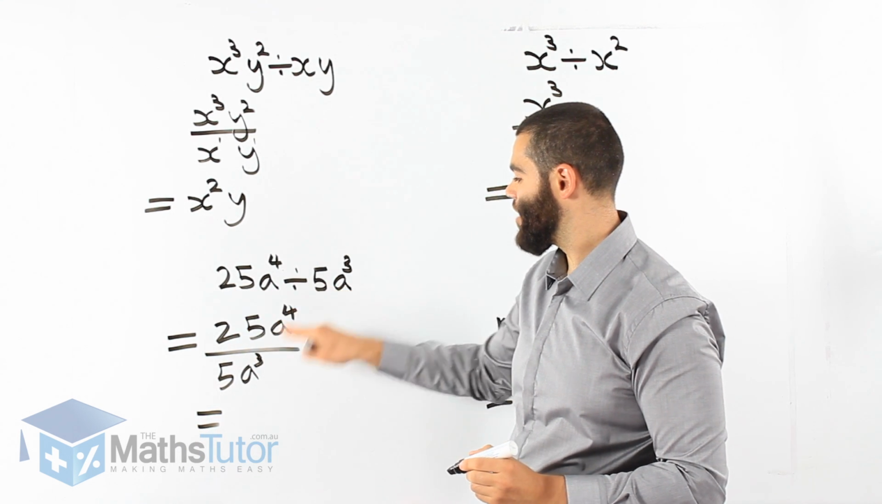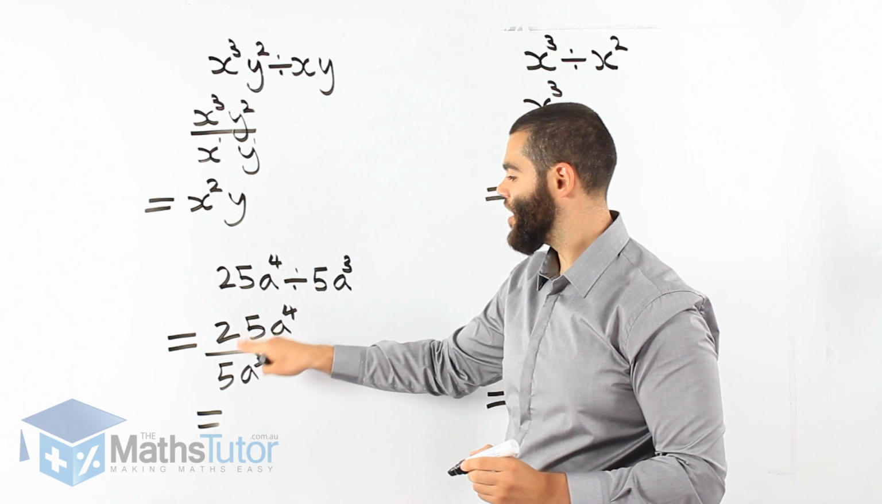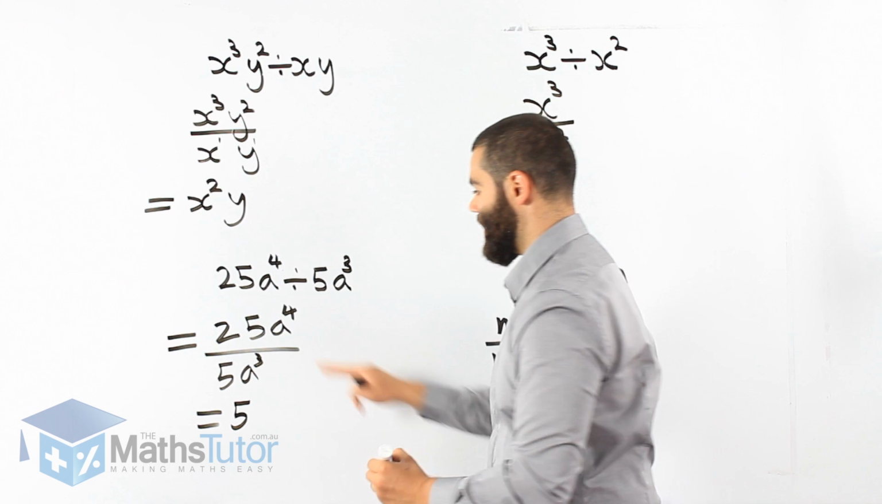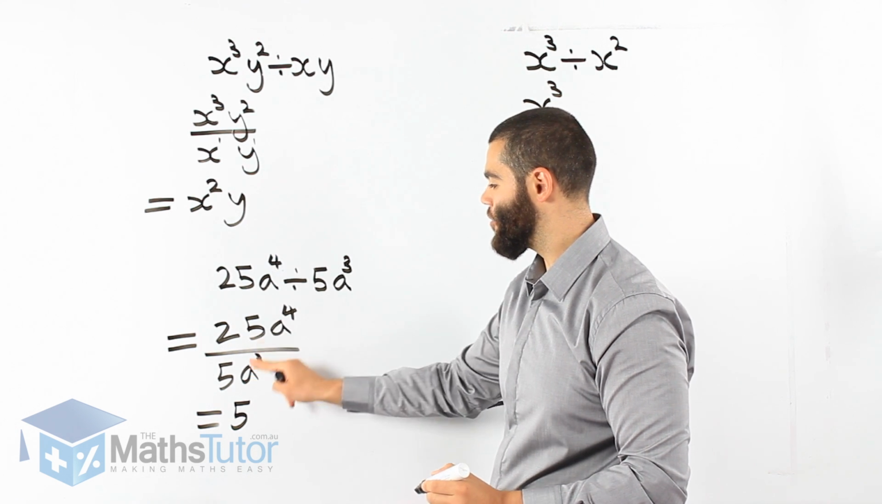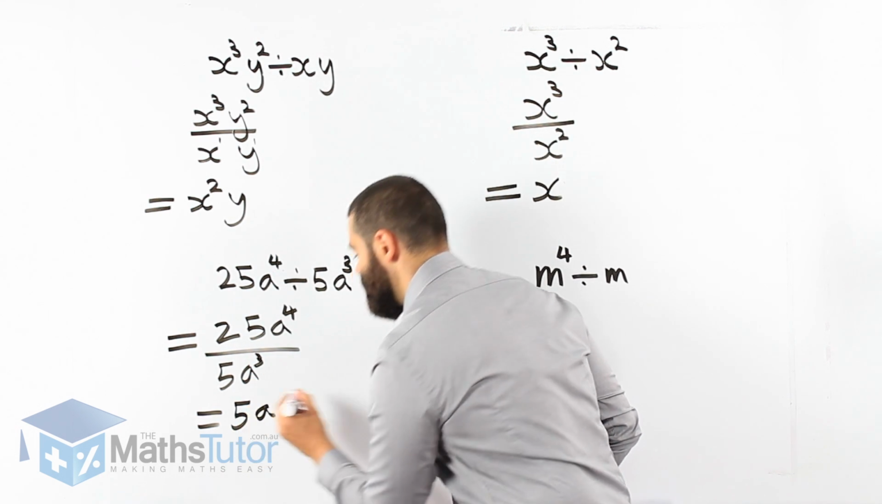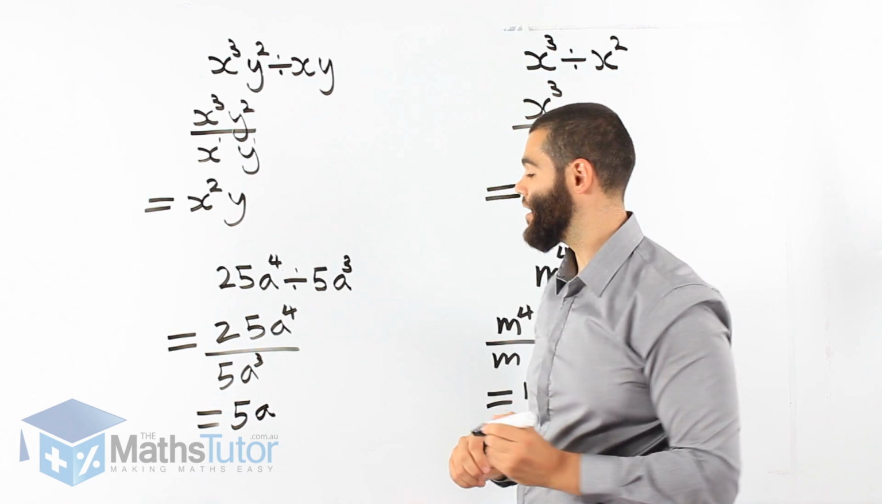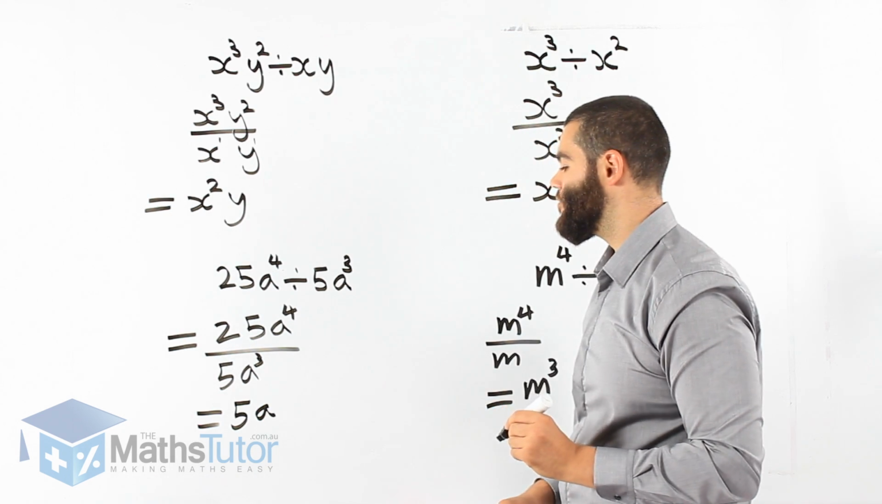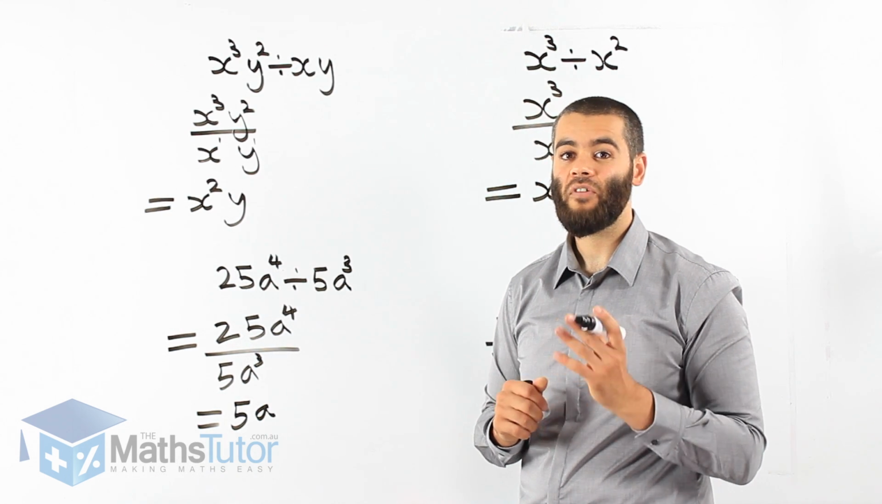25, there it is, and the 5 in the denominator. 25 divided by 5 is 5. Our base, we have a base here and base there, they're both a, so we can take them away. We know division means we take away in indices. 4 take away 3, just 1. 5a is our answer.